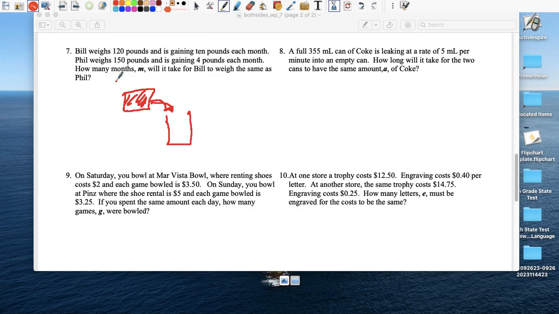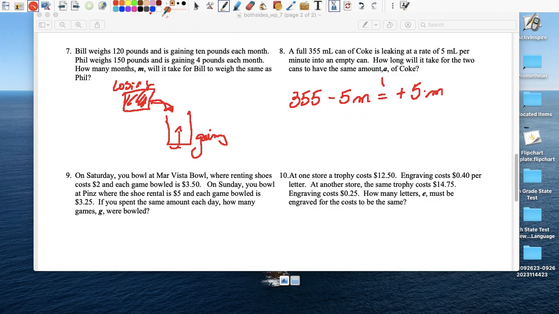So this one is losing soda, and this one is gaining. At what point can I stop pouring so that they have the same amount of Coke? Let's say you want to share with somebody. The first can starts at 355 milliliters, and it's losing 5 milliliters per minute. The other can starts at 0 because it's empty, but it's gaining 5 milliliters per minute. You don't have to put the plus, but I just want to put it there so you know that it's gaining.